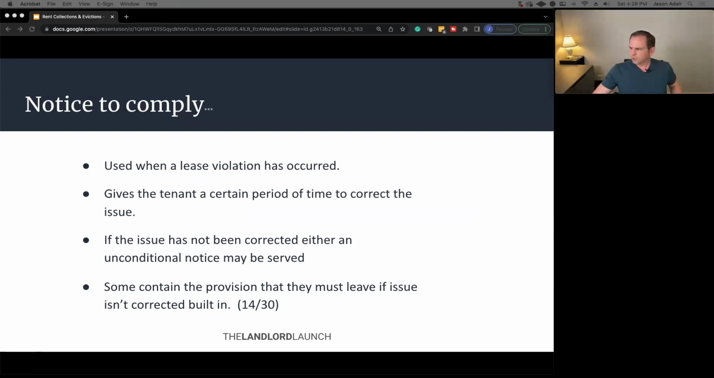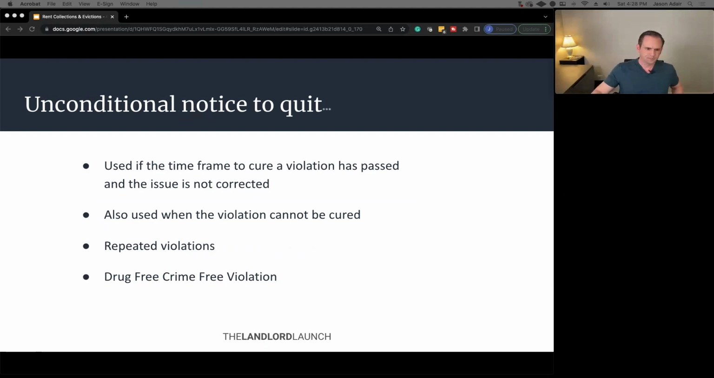Okay, so let's take a look at the unconditional notice to quit. You saw an example there on page 2 of that 1430, which is basically saying there is no remedy for this, or you violated this time and time again. There is a separate notice you can use for that, which is the unconditional notice to quit. And in some states you may have to have a separate exclusive unconditional notice to quit. Again, used after the time frame to cure the violation has passed. Some states, like Kansas, you could do the 1430.